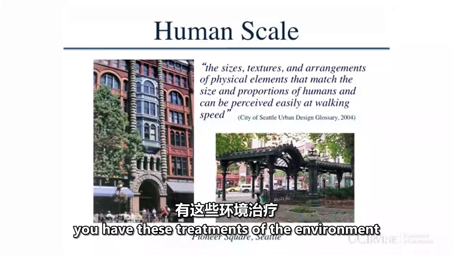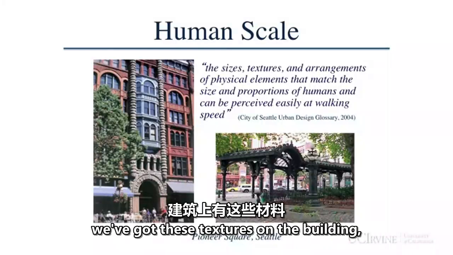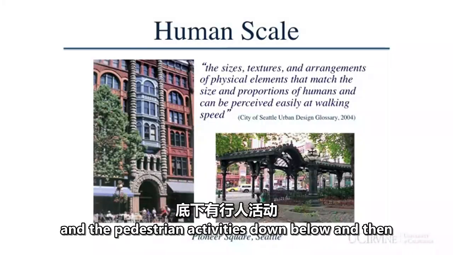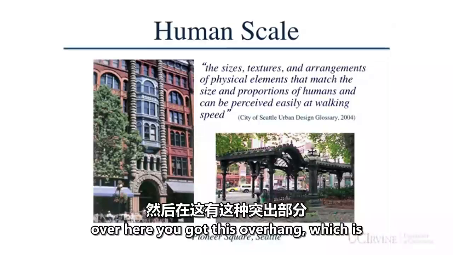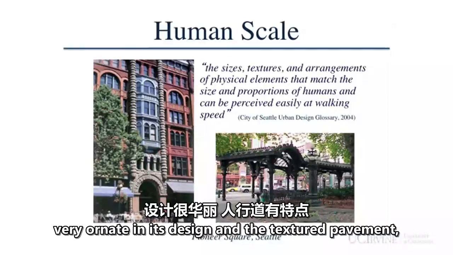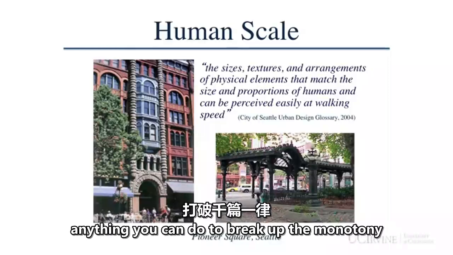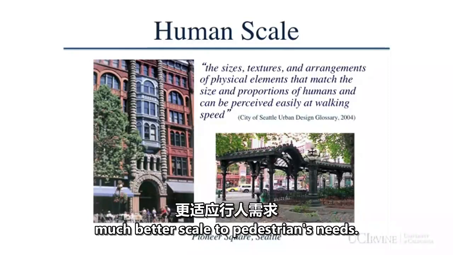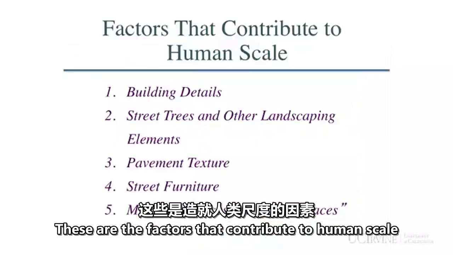So here in Seattle, you have these treatments of the environment where you've got these textures on the building, very different kind of windows and colors, and the pedestrian activities down below. And then over here, you've got this overhang, which is very ornate in its design, and then the textured pavement. Anything you can do to break up monotony and bring in texture makes the environment much better scaled to pedestrians' needs.